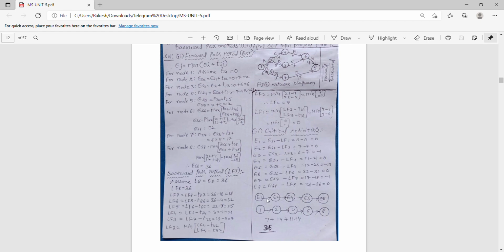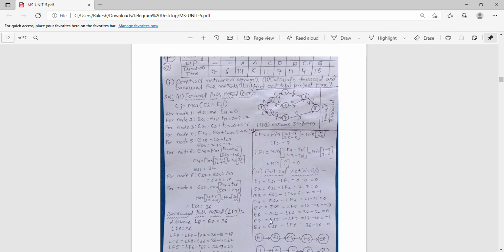Whichever we get as 0, those will be considered as the path, which goes from e1, e2, e4, next e6, e8. E1 is nothing but node 1, e2 is node 2, e4 is node 4, e6 is node 6, e8 is node 8. And this is the path. From 1 to 2 you can see the value in the graph: 1 to 2 is 7, 2 to 4 is 14, 4 to 6 is 11, 6 to 8 is 4. If we add all this, we get 36.